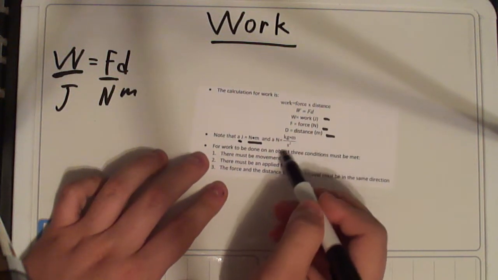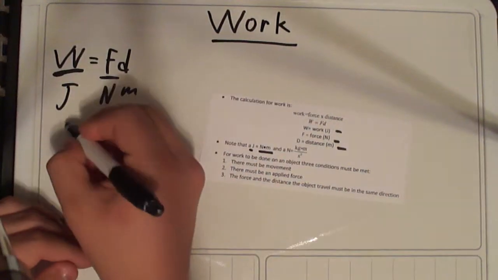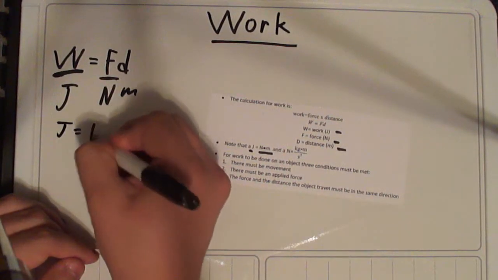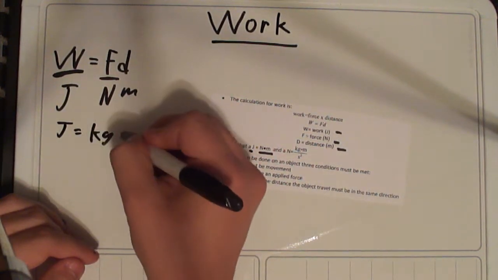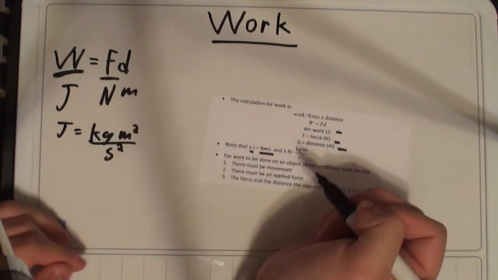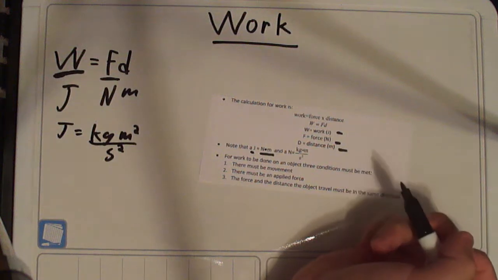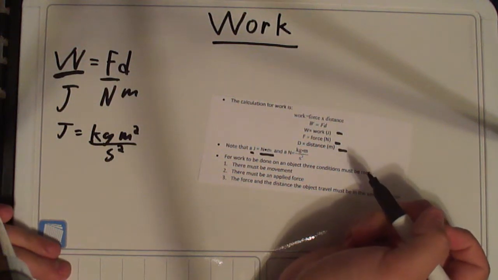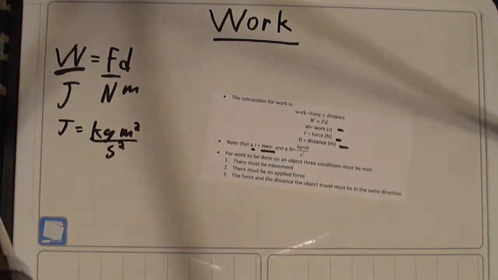Which means you actually then have a joule equals kilogram meter squared over second squared. So that makes sense, I think. I don't know. That actually wasn't something I was planning to put in here. Anyways.